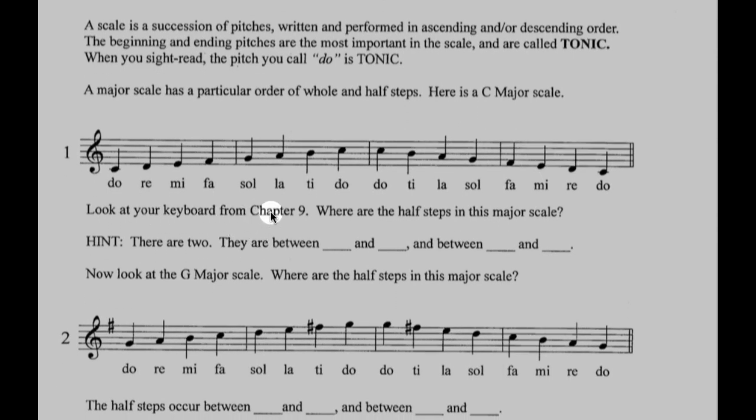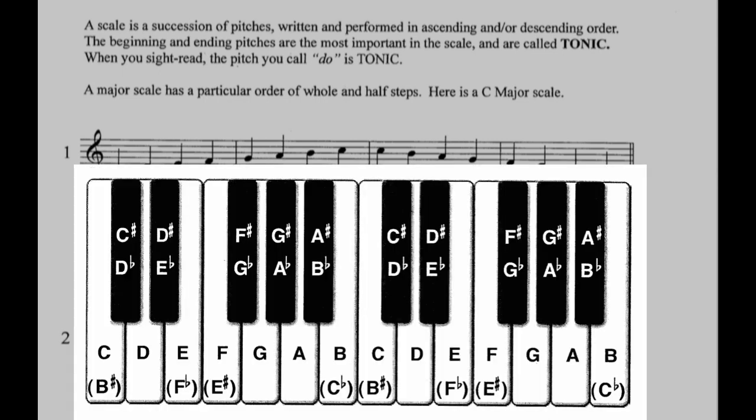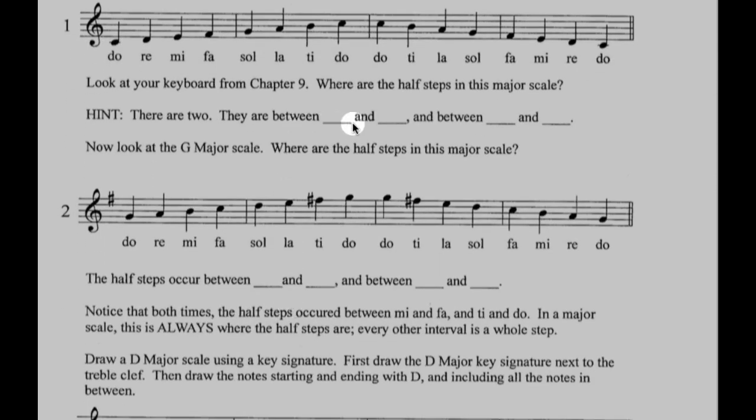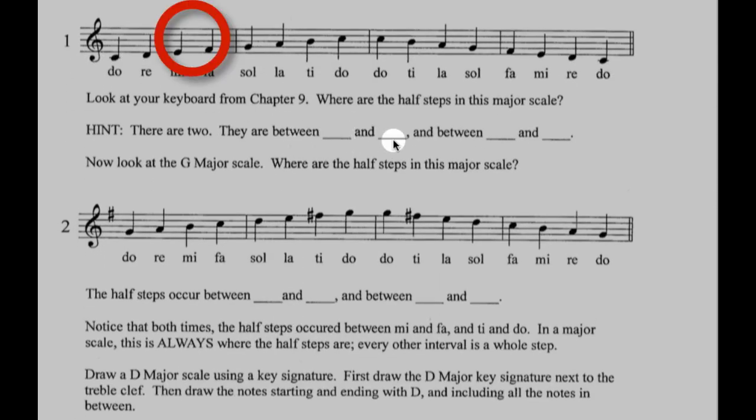Look at your keyboard from Chapter 9 study guide. Where are the half steps in this major scale? Let me help you. Whole, whole, half, whole, whole, whole, half. And then it's backwards going down. Half, whole, whole, whole, half, whole, whole. They are between mi and fa, and between ti and do.